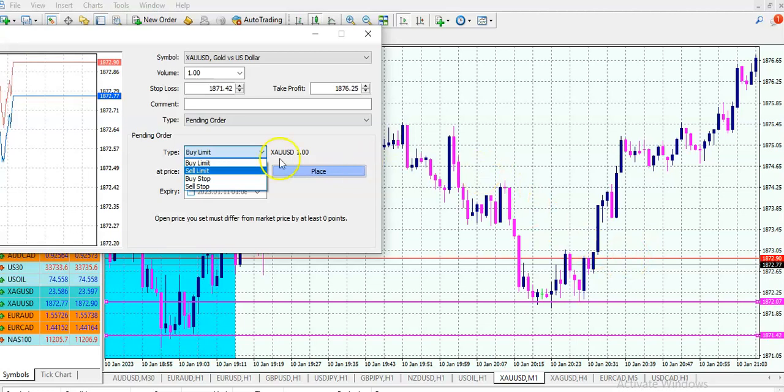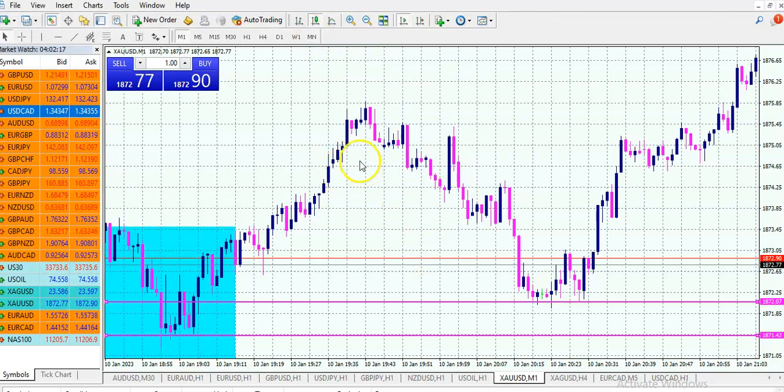Okay, sell limit, I'm going to take that again. You are expecting a pullback to the upside before price begins to go down again. So when price eventually gets to a particular point up there, you want the market to pick up your order before it begins to plummet to the downside.